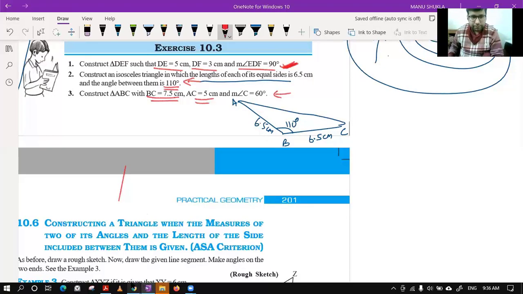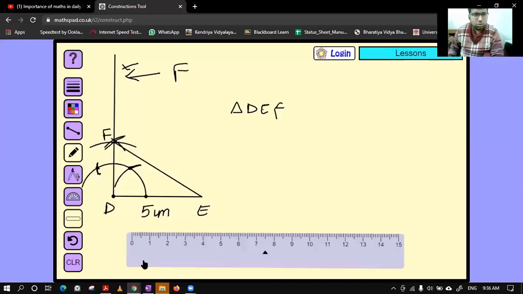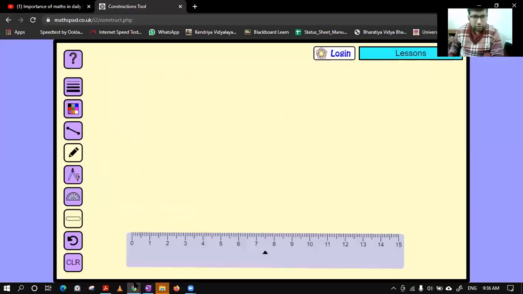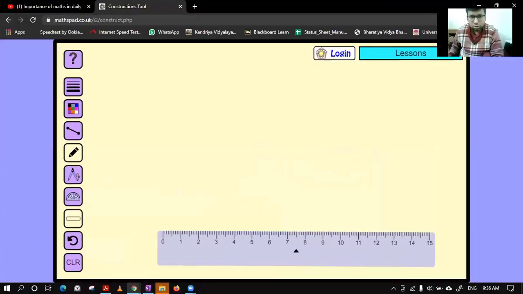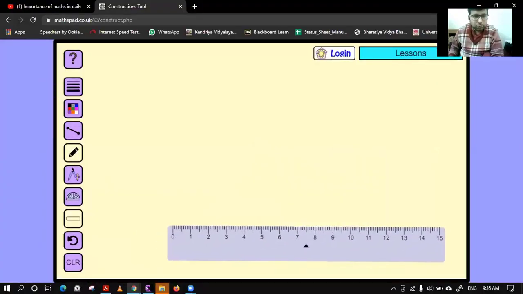So let's see. So let us clear this one. First, again, this is the rough diagram. If you can see, this is the rough diagram. First, we will draw BC equal to 6.5 centimeter. So let's draw BC equal to 6.5 centimeter. 6.5 centimeter. Yeah, question number 2 only what I am doing. It is 7.5.